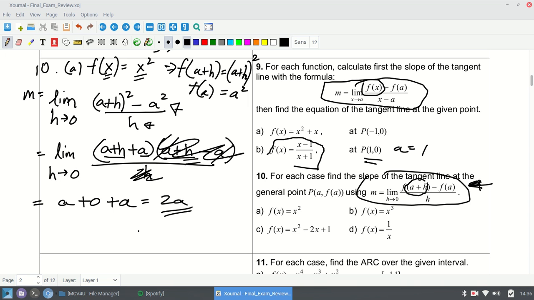And it wants it at the general point. So instead of a specific point, you've got a general point a, f of a. So don't panic. Okay, so let's do this.